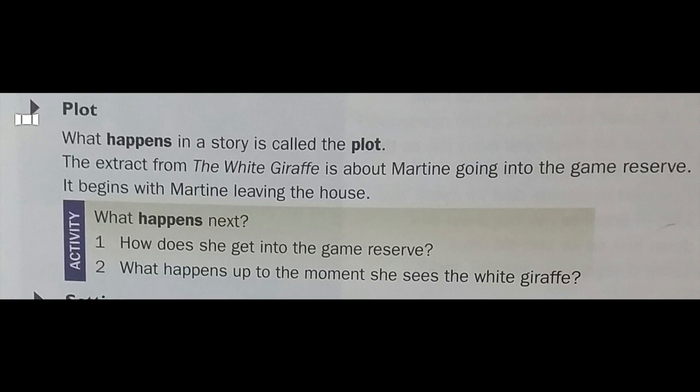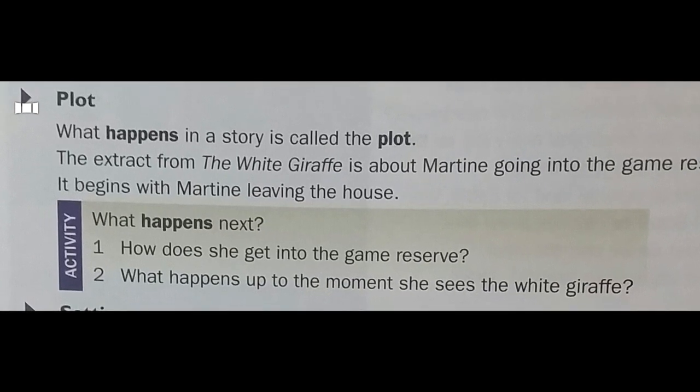What happened after this? It's called the plot. What happens from when she gets into the game reserve until she saw the White Giraffe? It's called the plot. Again, plot means حبكة, and the plot means the events of the story, أحداث القصة.